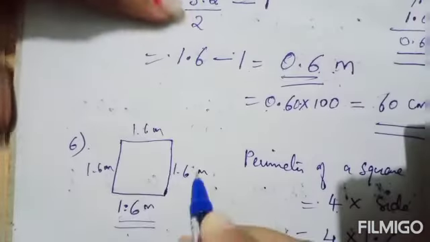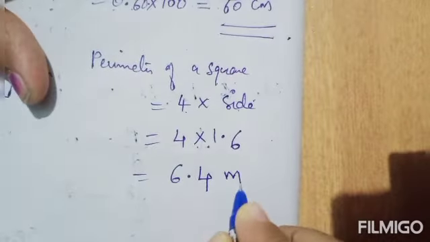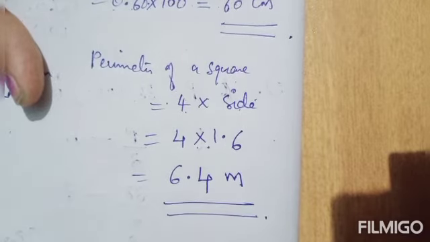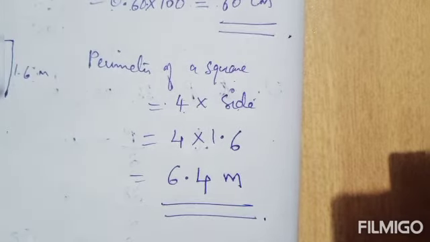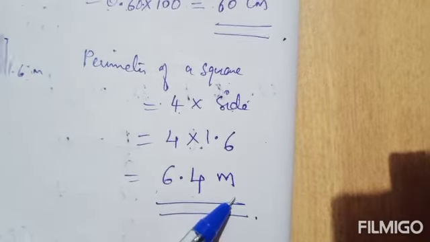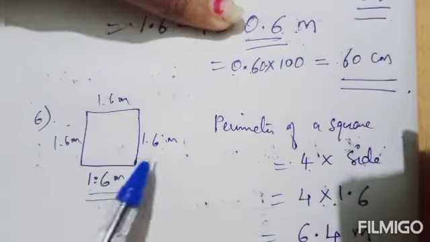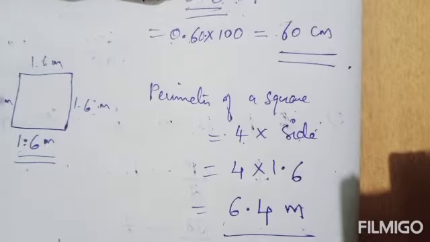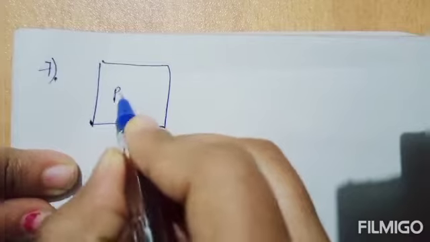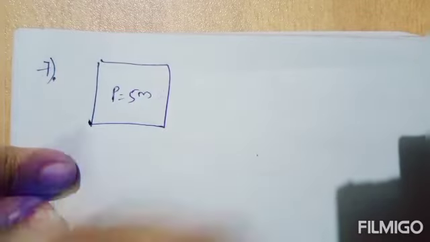Now what will be the unit? Here it is in meter, so the unit of perimeter will also be meter. So 6.4 meter. This is the perimeter of a square whose side is 1.6 meter. Now the seventh question, find the side of a square whose perimeter is 5 meter.